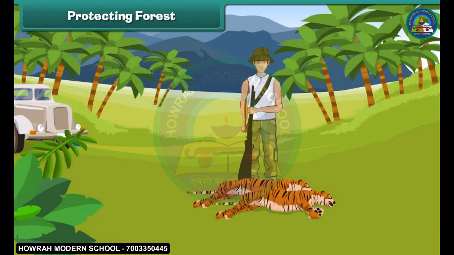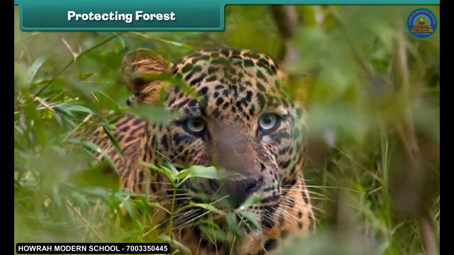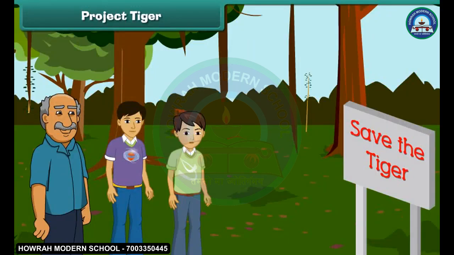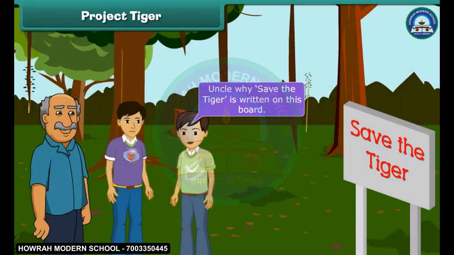Government laws against the killing of animals should be strictly implemented. The protected forest area is called a wildlife sanctuary. Project Tiger. Suddenly, Ram saw a board written, "Save the Tiger." He asks his uncle why "Save the Tiger" is written on this board.